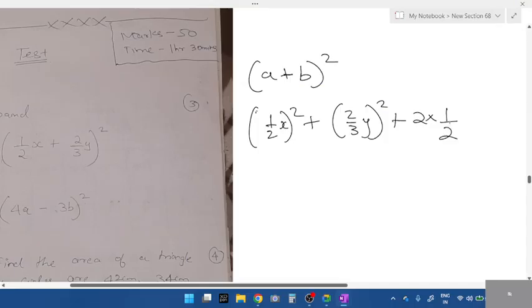So, can you all see the screen? 2 into 1 by 2x into 2 by 3y. First, before opening the bracket, reduce it, students. Always check this 2ab part. Even in (a plus b) the whole cube, after the two values, check what has to be cancelled. Keep that in mind. Look, 2 and 2 get cancelled. Other things remain as they are.